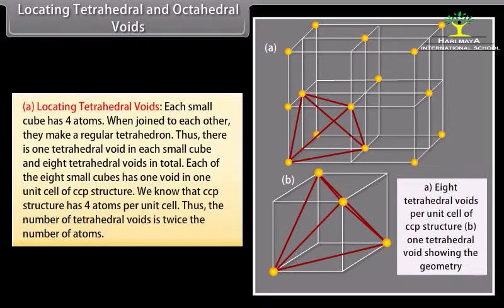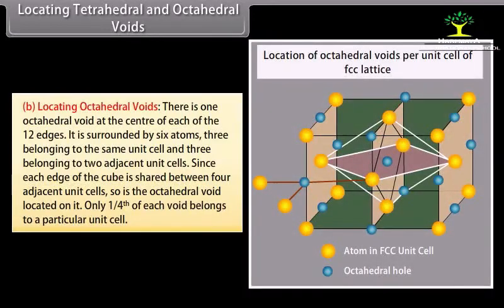Each of the 8 small cubes has 1 void in 1 unit cell of CCP structure. We know that CCP structure has 4 atoms per unit cell. Thus, the number of tetrahedral voids is twice the number of atoms. Locating octahedral voids. There is 1 octahedral void at the center of each of the 12 edges.